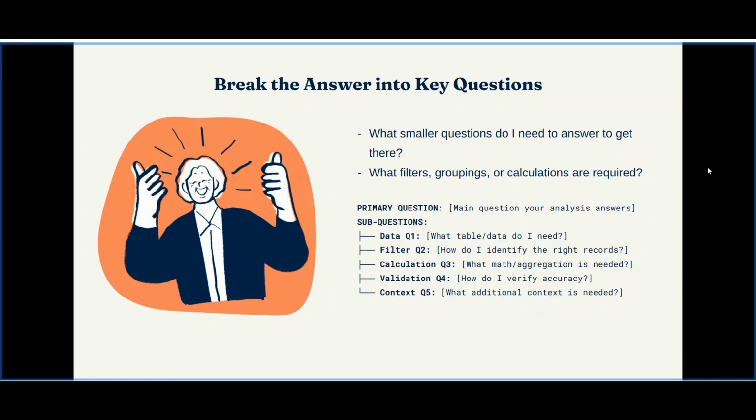So you have to break those answers into key questions. What smaller question do I need to answer to get to my final destination? What filters, what grouping, or what calculations do I actually need to do in order to get the final answer I want? So what tables do I need? How do I identify the right records? What aggregates, what mathematical calculations do I need to do? All of those things encompass breaking your answer into key questions.